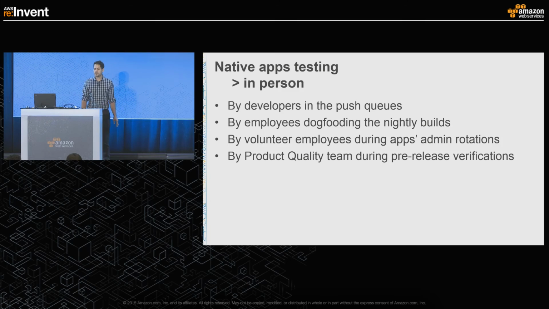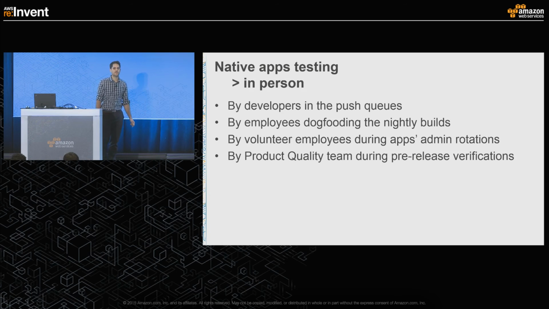So let's talk about testing. We have different types of testing. The most basic one is the in-person testing. Like I said earlier, developers are supposed to test in the push queue. So when they push their code, they install the app on the device, manually test it, and get some eyes on the app. All those builds are also installable by any other employees. So with dog food, or we call it nightly build, but really it's more than nightly. It's like 10 times a day.